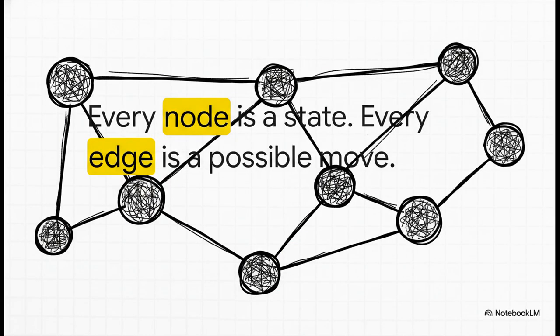The idea is just so elegant and simple. Every configuration becomes a dot, a node, on our graph. And if you can legally move from one configuration to another, you just draw a line, an edge, connecting them. Instantly, the problem changes.